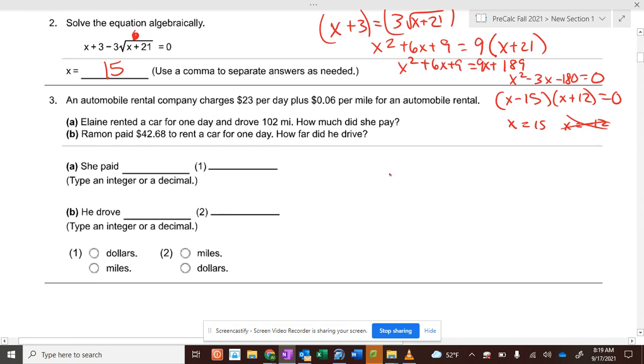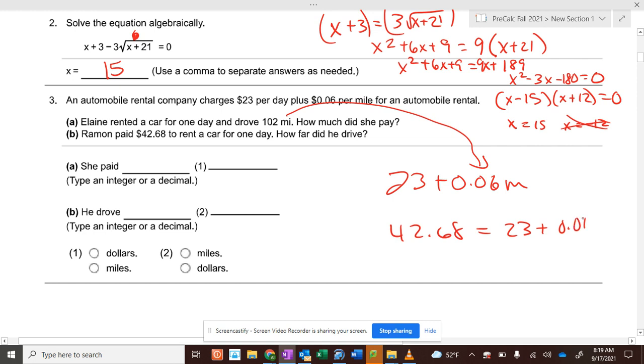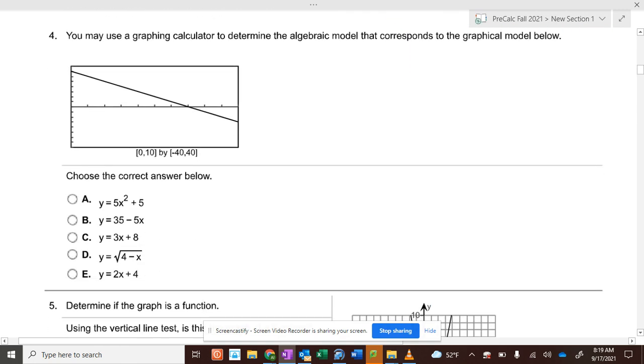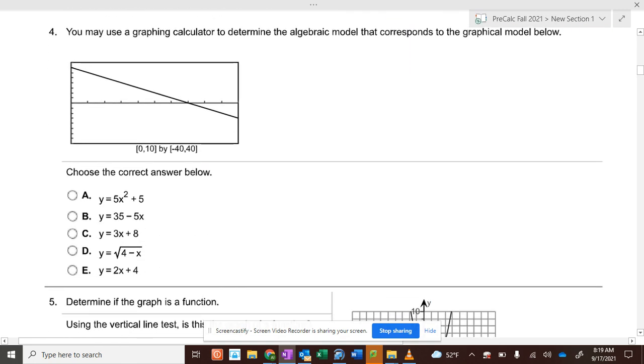Automobile rental. It charges $23 per day plus 6 cents per mile. Okay? If she drove for 102 miles, you just stick 102 in there. If she paid $42.68, you take $42.68 and set it equal to 23 plus 0.06m and solve. Okay? Can you do that? Okay, I'm not going to go through that. That should be easy enough for you to do.